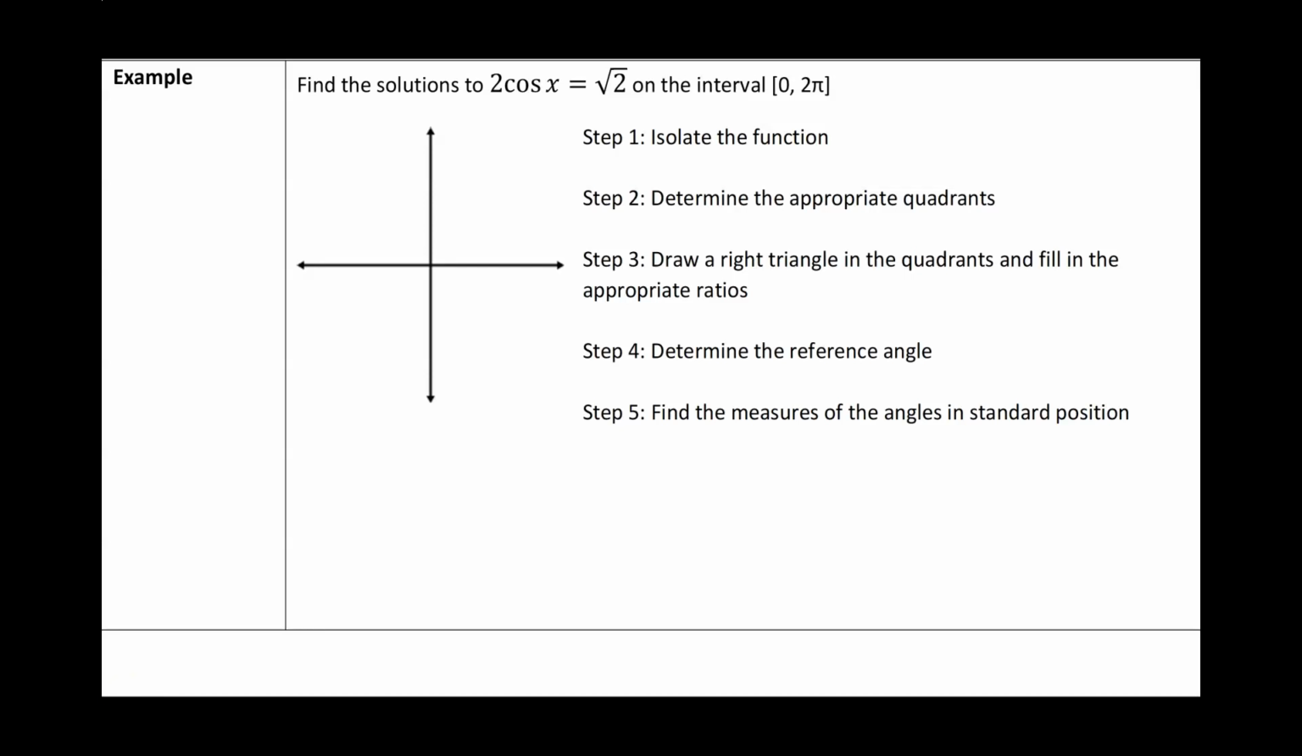All right, for our next example, let's find the solutions to 2 cosine x equals 2 radical 2. So the first step is going to be to isolate the function. We're going to get the cosine of x by itself, and the way we do that is we're going to divide both sides by 2. So we're going to get cos x equals 2 radical 2 over 2.